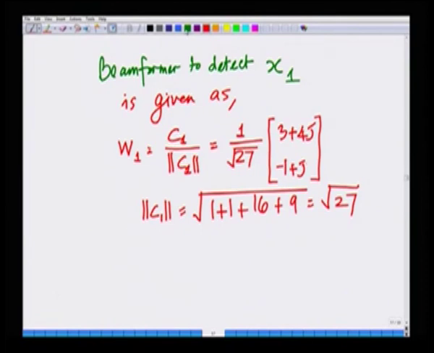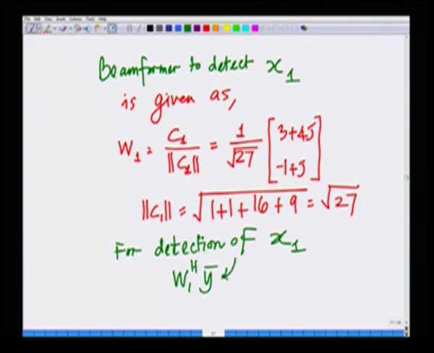For detection of x 1, you simply perform W 1 Hermitian y bar. I am sorry, this is actually, so C 1 is 1 plus j 3 minus 4 j. So, W 1 is 1 plus j 3 minus 4 j, that is C 1 divided by norm of C 1. Norm of C 1 is the same thing, square root of 27, and to decode x 1 I employ W 1 Hermitian y bar.